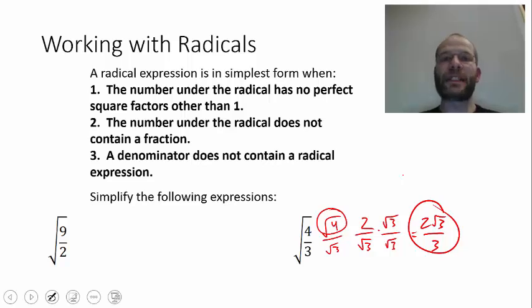That sums up the rules we need to know to write in simplest radical form. Make sure you work through some review problems. If you have any questions, as always, send me an email.